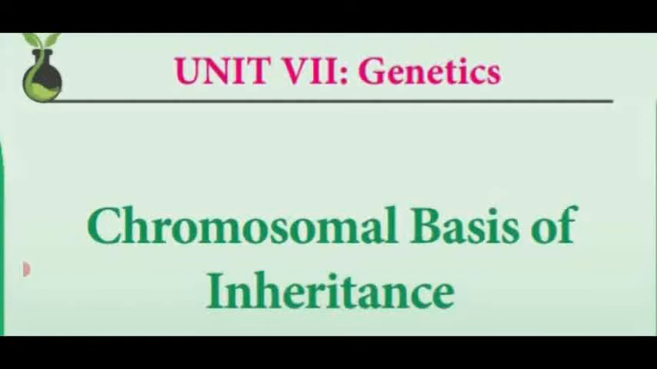Dear students, in the previous video class, we have seen what is mutation, that is, sudden change occurring in the genetic material of an organism is known as mutation. This was introduced by Hugo de Vries in Oenothera lamarckiana, and he proposed the mutational theory. There are two types of mutation: one is the gene mutation, another one is the chromosomal mutation.